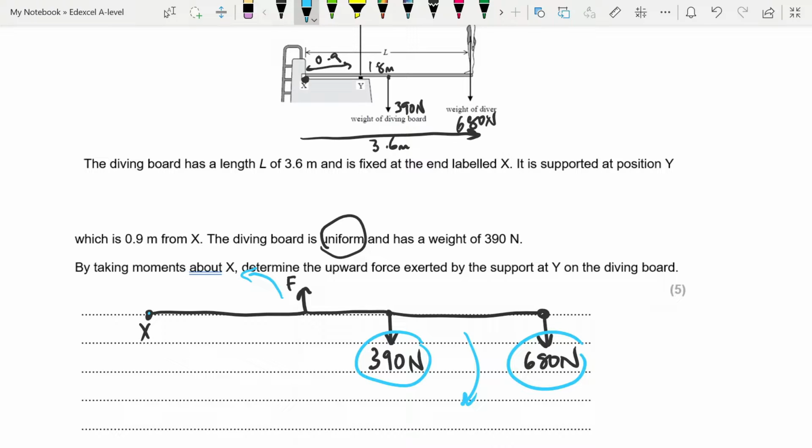Now, to find those moments, we need distances. We know that f is 0.9 meters. And we know that the diver is right out at the end of the board, which is 3.6 meters out. We also know that our weight is halfway along, which is 1.8 meters out. So now we have all the distances and the forces that we need in order to balance these moments.